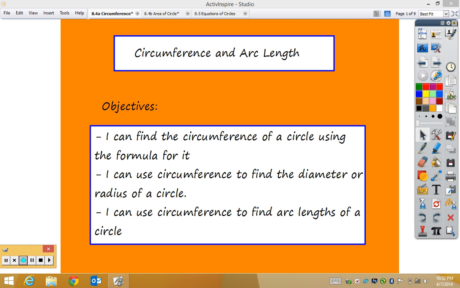So the topic of this video is circumference and arc length. And our objectives: I can find the circumference of a circle using the formula for it. I can use circumference to find the diameter or radius of a circle. And lastly, I can use circumference to find arc lengths of a circle.